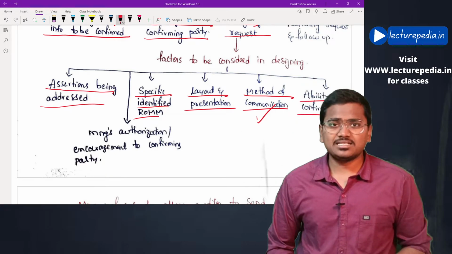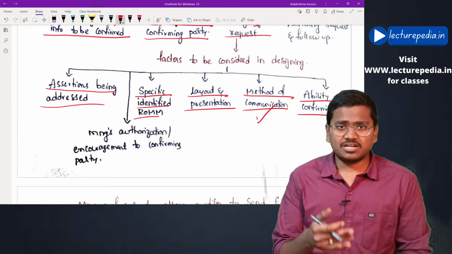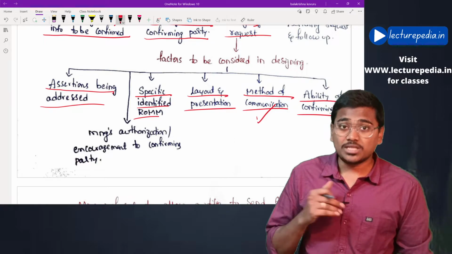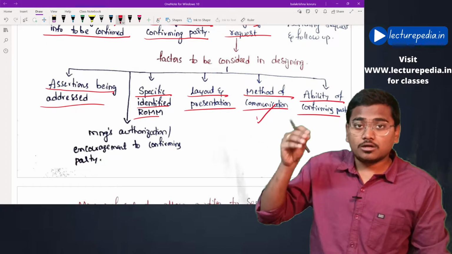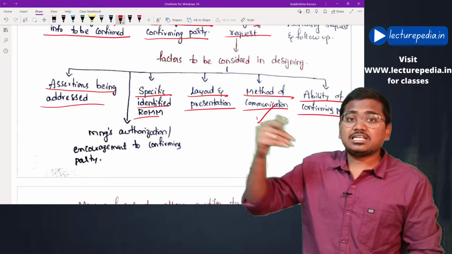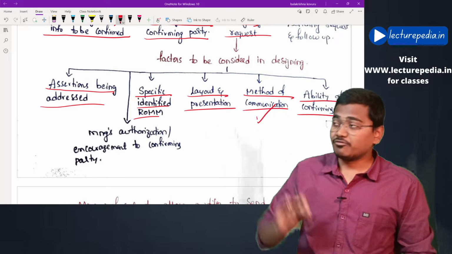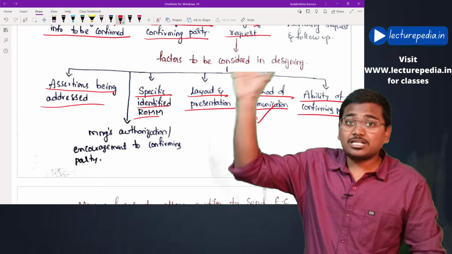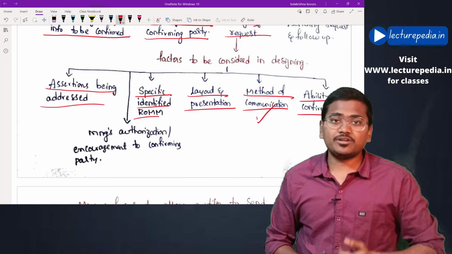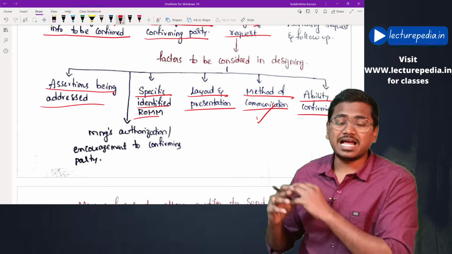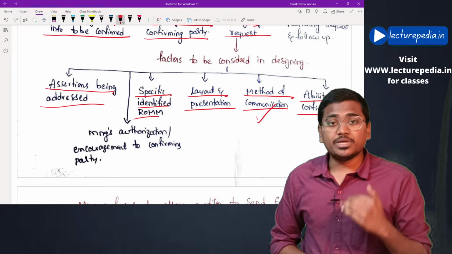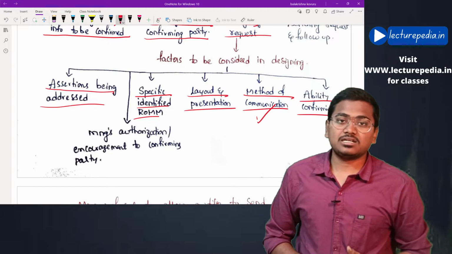Next, ability of the confirming party. The auditor is designing the confirmation request to the confirming party. The auditor should also determine whether such a confirming party to whom the request is being sent will have the information that is requested by the auditor or not. Whether the confirming party is the correct person to give the confirmation or not. Whether such a party will have the information asked by the auditor or not, even this has to be determined by the auditor. Based on this, the auditor has to design the confirmation request.